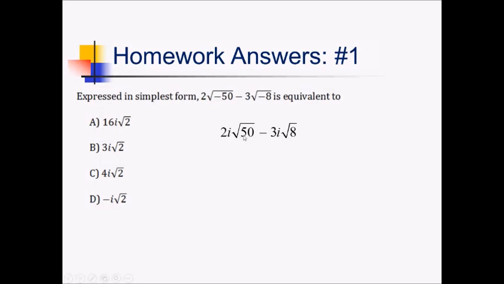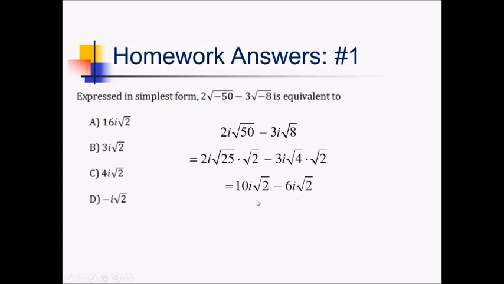50 can be split up into 25 times 2. 25 is the biggest perfect square, so 25 times 2. And 8 I can split up into 4 times 2. Square root of 25 is 5. So 5 times 2i gives us 10i with a radical 2. And then square root of 4 is 2. So 2 times 3i gives us 6i with a radical 2. So minus 6i radical 2.